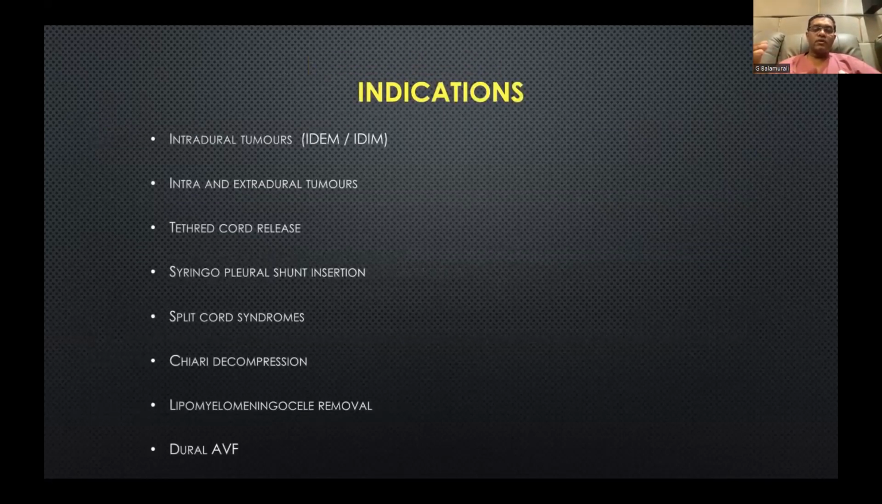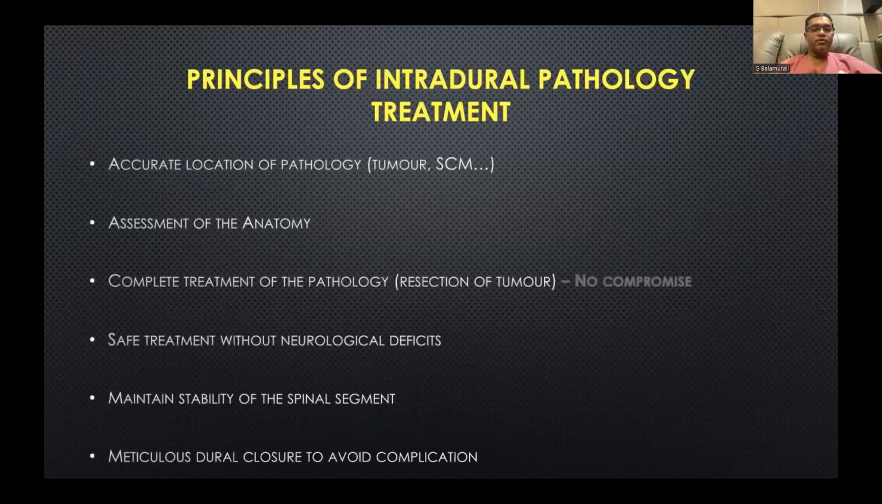In the literature, through tubes and endoscopes, many intradural pathologies have been approached, like intradural tumors, extradural tumors, tethered cords, syringopleural shunt, even split cord. There are a few case reports on Chiari decompression, and also small lipomyelomeningoceles and dural fistulas. Today, we're going to talk specifically about tumors.